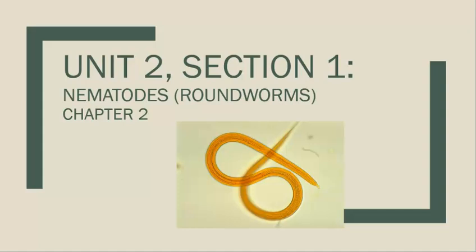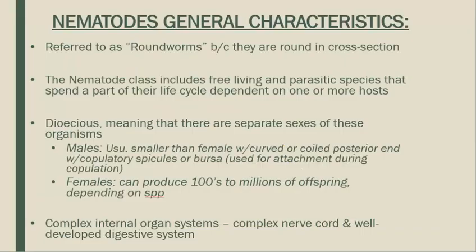They're also referred to as roundworms, and here you see an example of what a roundworm looks like on this slide. Nematodes are referred to as roundworms because they are round when you perform a cross-section or cut the worm in half, and you'll be able to see a visual of that on the next slide here in just a minute.